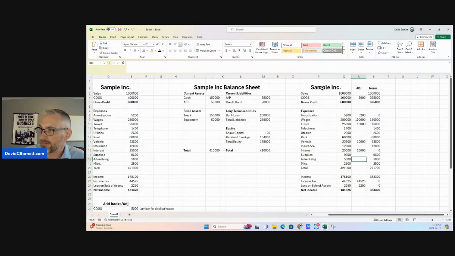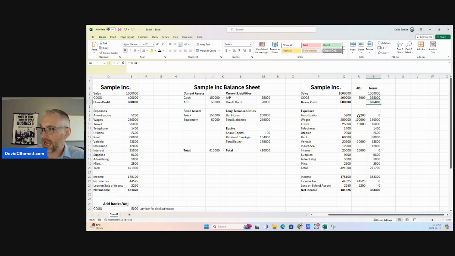So in this case, I've got exactly the same P&L or income statement for the sample company here. But then I've added a column called adjustment, and I've basically gone down and put all the same add backs in, except I'm putting them beside the expense lines that they belong with. So our $5,000 of lumber appears right beside the COGS and adjusts the cost of goods sold to $395,000.